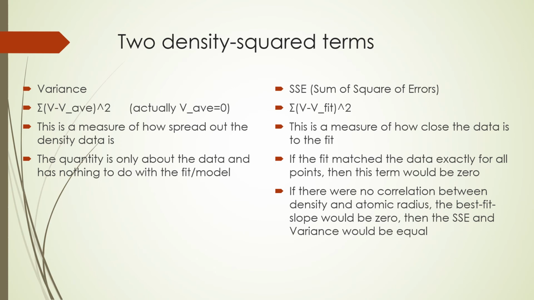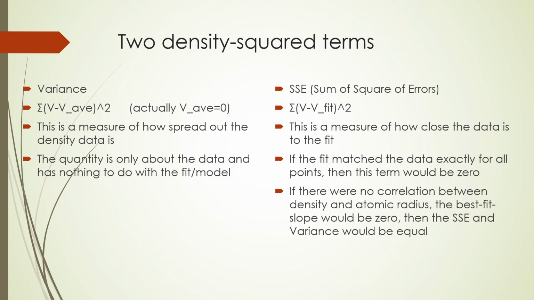Now that we've seen how Excel determines the best fit slope, let's move on to see how it determines the r squared value. Toward this end, we're going to consider two density squared terms, where density squared is the unit. So one of them is the variance. We took our original y data, subtracted off the average y and got these v's. Then we took the square of the v, and that is known as the variance. That term determines how spread out our density data is.